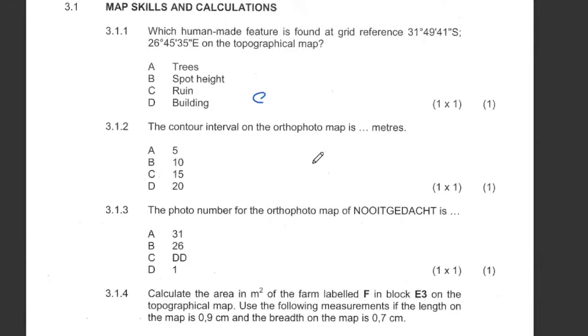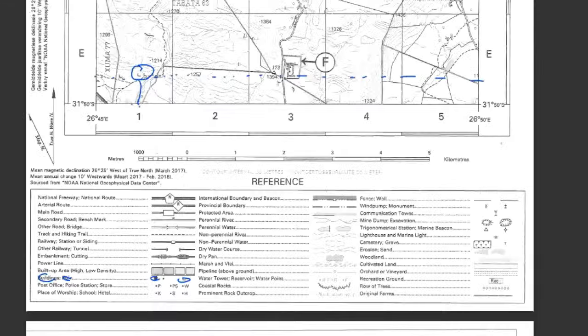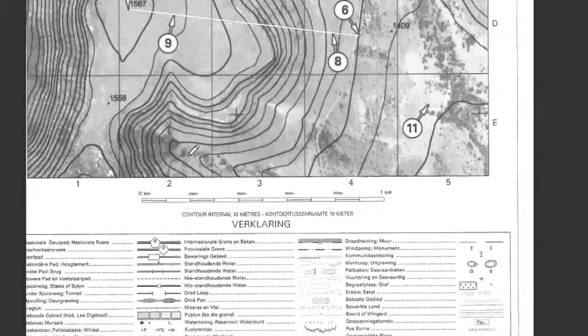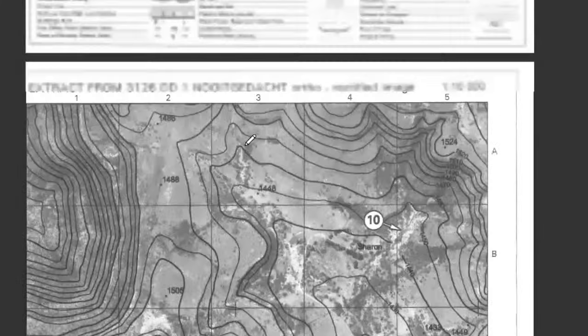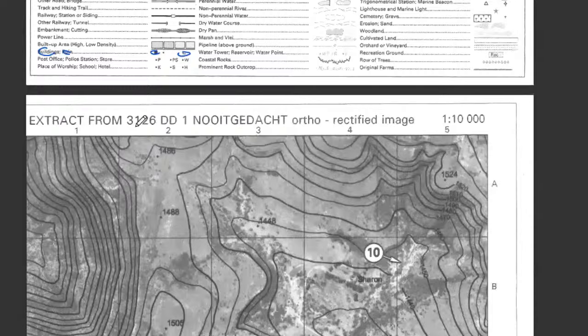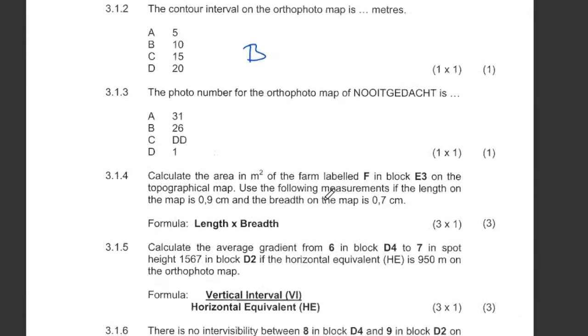The contour interval on the orthophoto map is dash in meters. You come to the orthophoto map, you check, it's even indicated here. Contour interval, this is the orthophoto map, is 10 meters. You check the options, the 10 is B. The photo number of the orthophoto map is, we come to the orthophoto map, we check the code, this is latitude, this is longitude, big block, small block, number 1. So that means it's number 1. When you check here, number 1 is D.